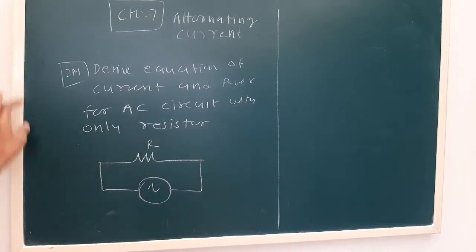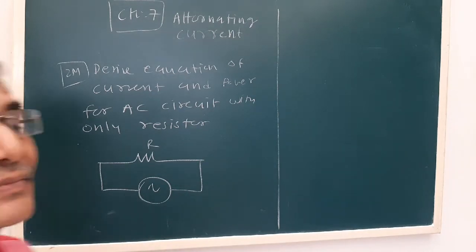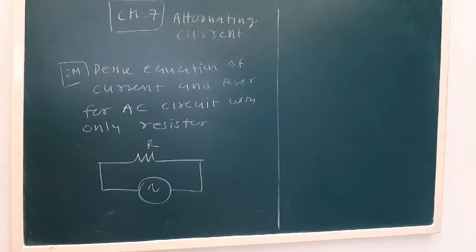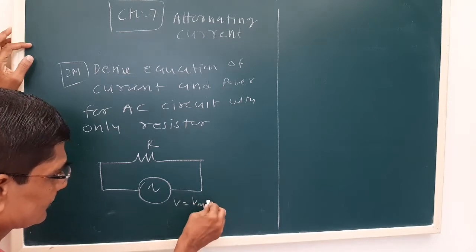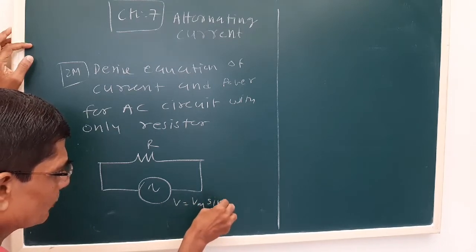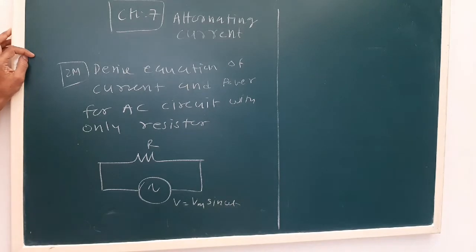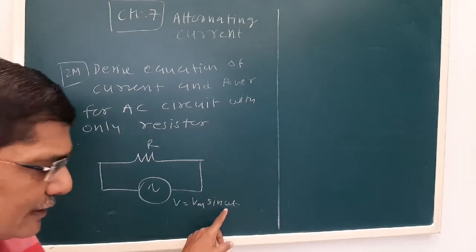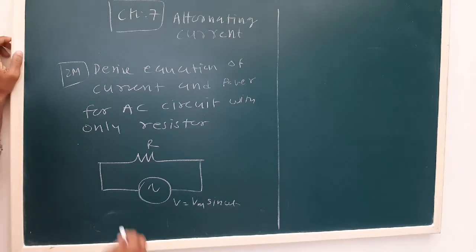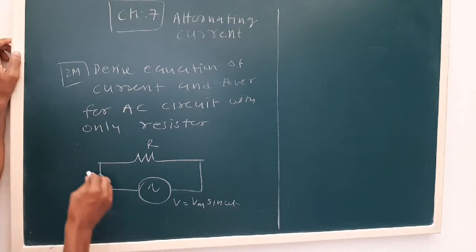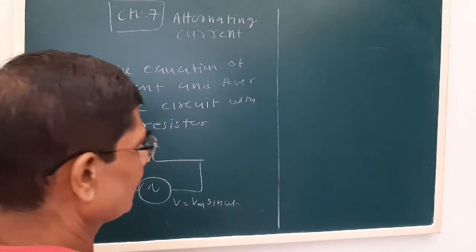Now generally, AC voltage is sinusoidal. What is the meaning of sinusoidal? It may be a sine type or a cosine type. So here we assume that the voltage supplied is V equal to Vm sin omega t. Omega is the angular frequency, from which we can find the frequency. Omega is 2 pi f, which is known to us. Now let us say the current in the circuit is I.